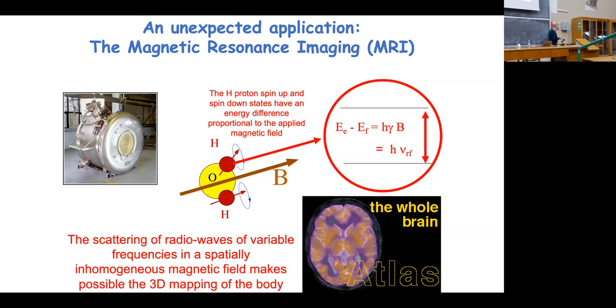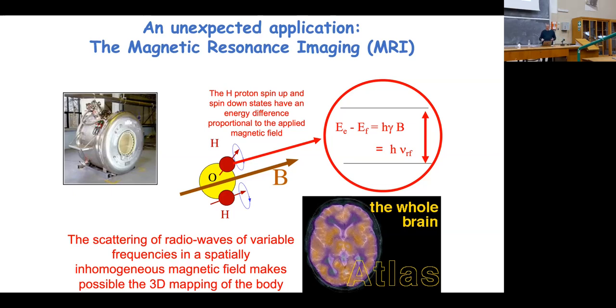The idea is that if you put an inhomogeneous magnetic field, if the magnetic field varies with position, the frequency which will be required to excite the spins in different places will be different. And so you will have a kind of mapping from position to frequency. And with powerful computers, you can use this information to reconstruct the density of protons inside your body. And this is exactly what an MRI is doing.